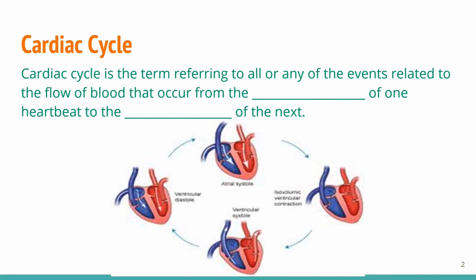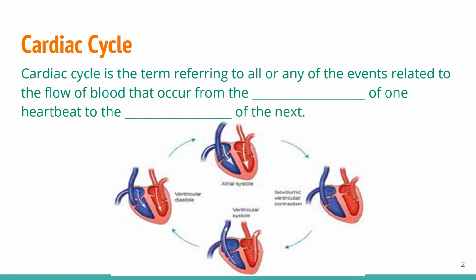So the cardiac cycle is the term that refers to all the events that are related to the flow of the blood that occur from the beginning of one heartbeat basically to the beginning of the next. So your fill in the blanks there are beginning and beginning.